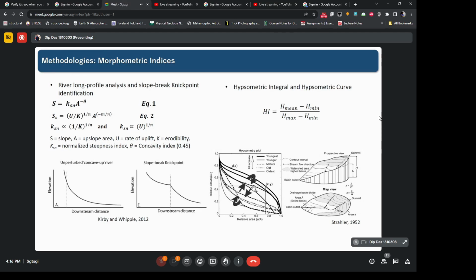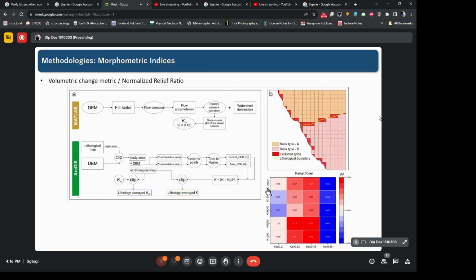So this indicates that the river catchment is still adjusting to the last phase of uplift, and any older river can be shifted towards a younger river by any tectonic perturbations. Now, as I already mentioned, to identify the effect of substrate lithology as well as uplift, I proposed a new morphometric index known as the volumetric change metric, or the normalized, sorry, relief ratio.